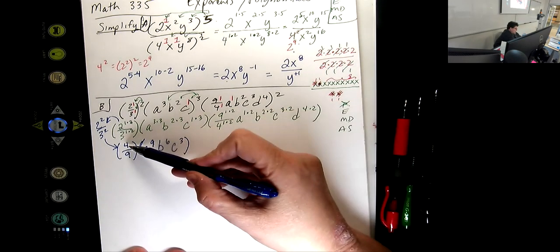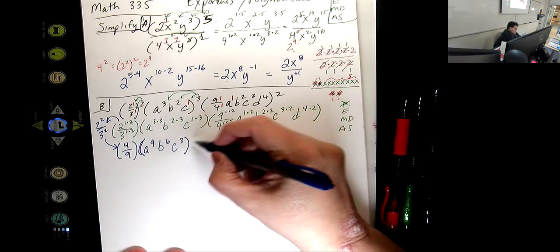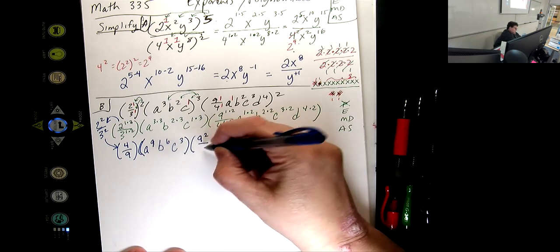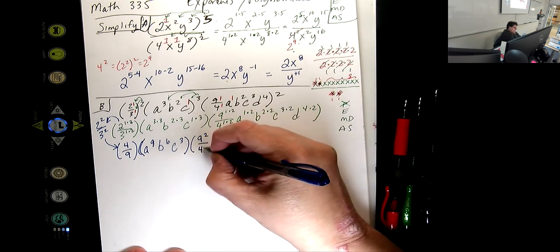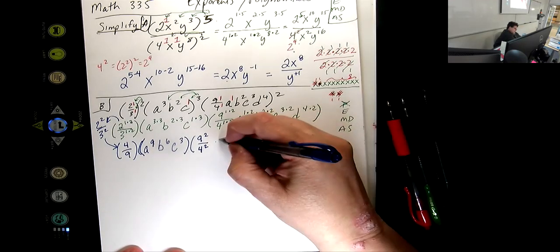I see I've got 4 9ths right here. I'm going to leave this 9 over 4 as it is, showing 9 squared, rather than multiplying it out, because I can cancel some things out. And I'm just doing the multiplication here.